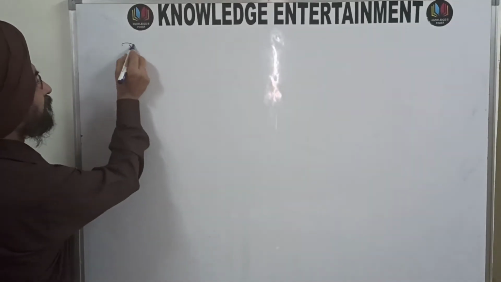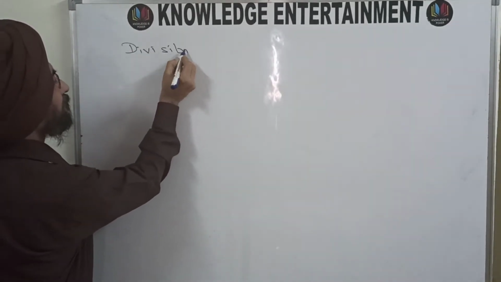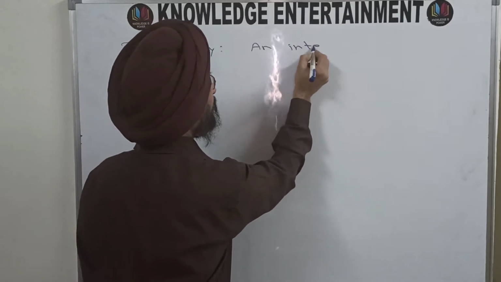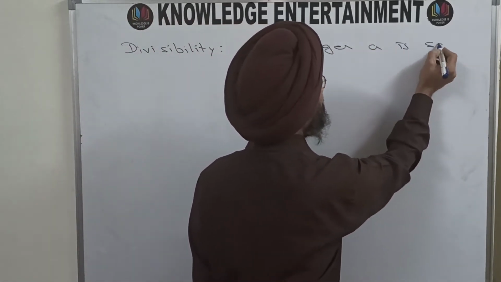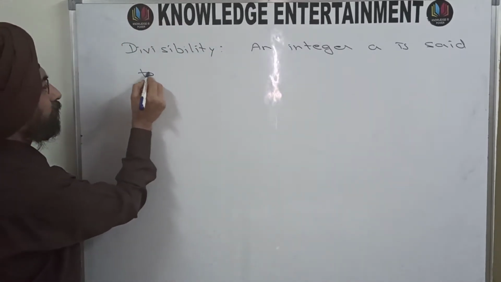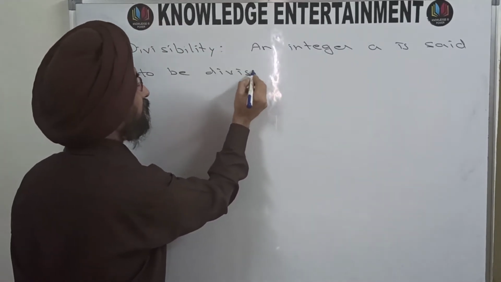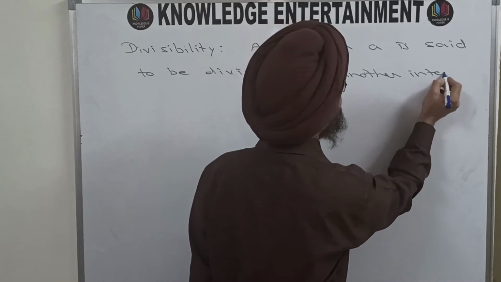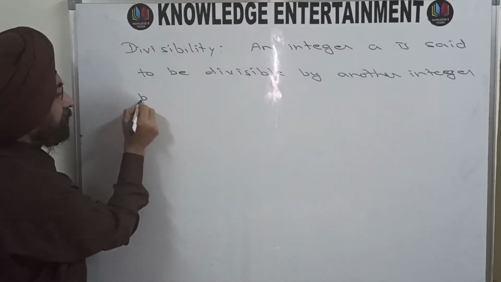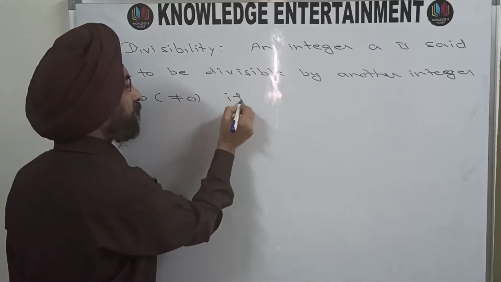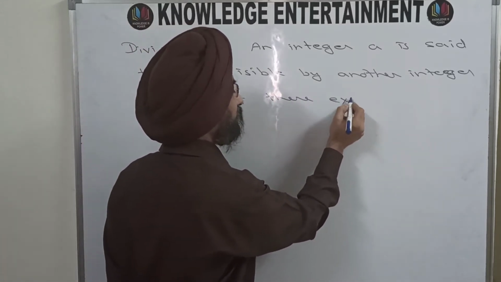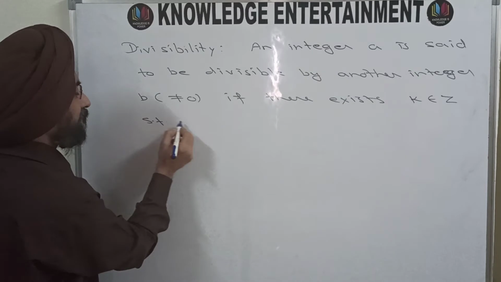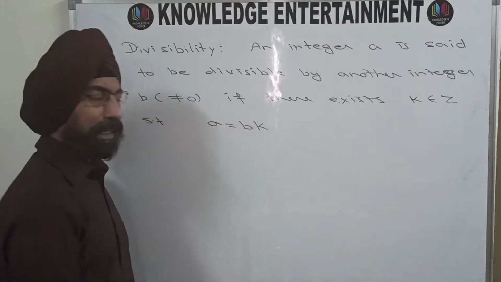So first of all, you must understand divisibility. What is divisibility? An integer a is said to be divisible by another integer b, which must not be 0, if there exists some k in the set of integers such that a is equal to b times k.